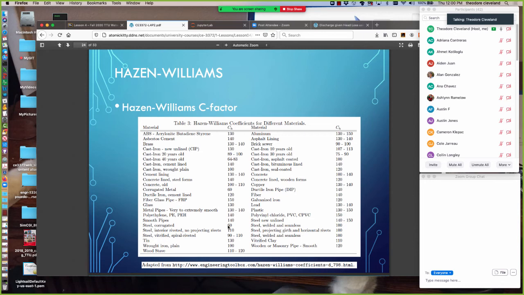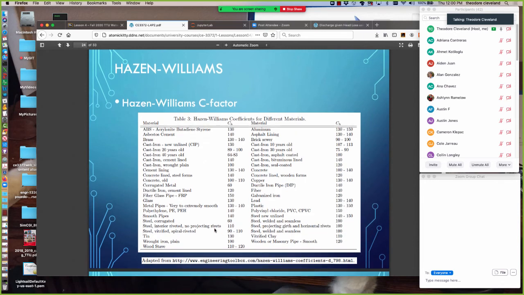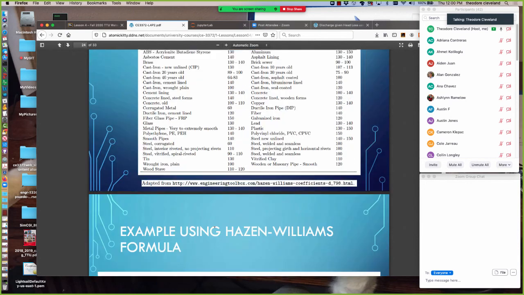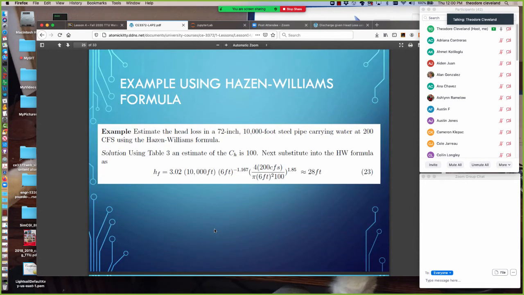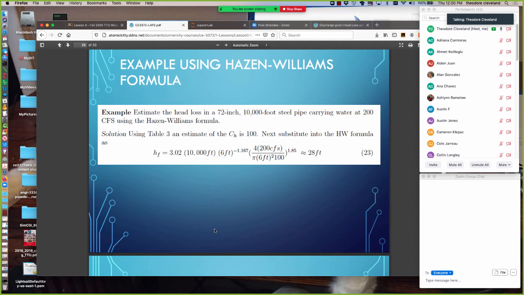Steel somewhere in the 110 to 90. Since we're good engineers and can't make a decision, we'll just use the middle value. We'll estimate it as 100, the Hazen-Williams value of 100. Once that's done, the head loss is pretty straightforward.